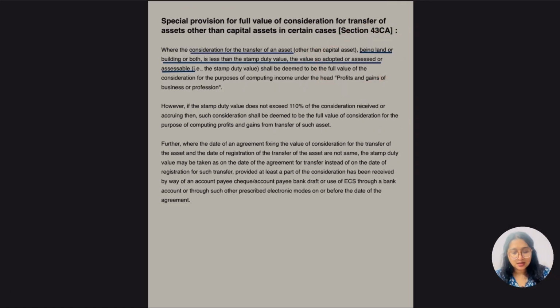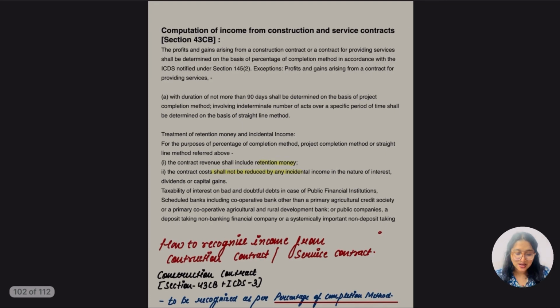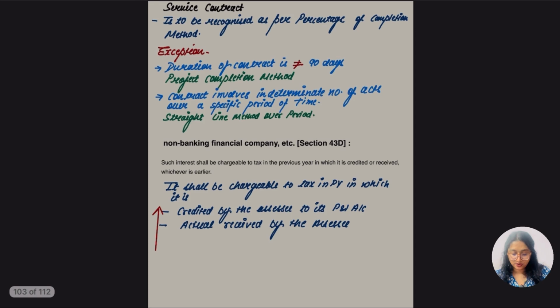This stamp duty value under 43CA we are going to take if it exceeds 110% of the actual cost, otherwise actual cost is going to be the market value, the full value of consideration. What about the CB? You have to keep it in mind. What is going to be the treatment for construction and service contracts? That's it, nothing much. Hope this was useful for you.